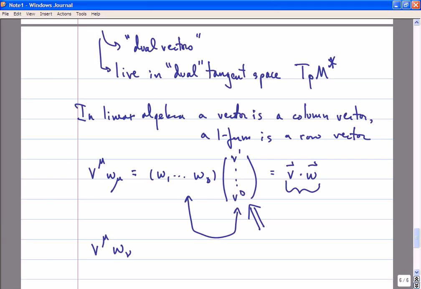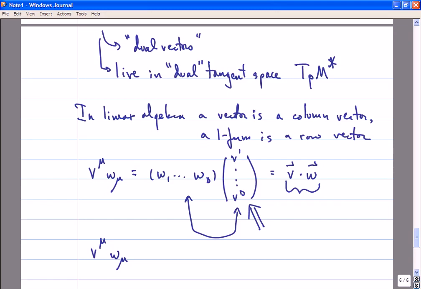Yes. So there are different notations that we use in different contexts. In this course, I will always use index notation. So when I write the symbol v mu w mu, where v mu is a vector and w mu is a one form, I mean the scalar that is formed by summing over mu. Okay, that's what I mean.